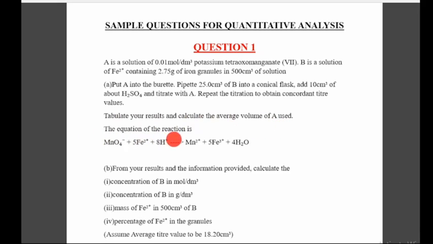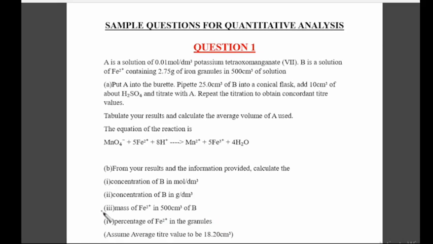And the equation of the reaction is what we have here. Like I told us earlier on, we have our acid to our base in ratio 1 to 5. So from our results, we have to calculate all of these here. We have to calculate: 1, concentration of B in moles per dm cube; 2, concentration of B in grams per dm cube; 3, mass of iron 2 plus in 500 centimeter cube of B; and 4, we are asked to calculate the percentage of iron 2 plus in the granules.